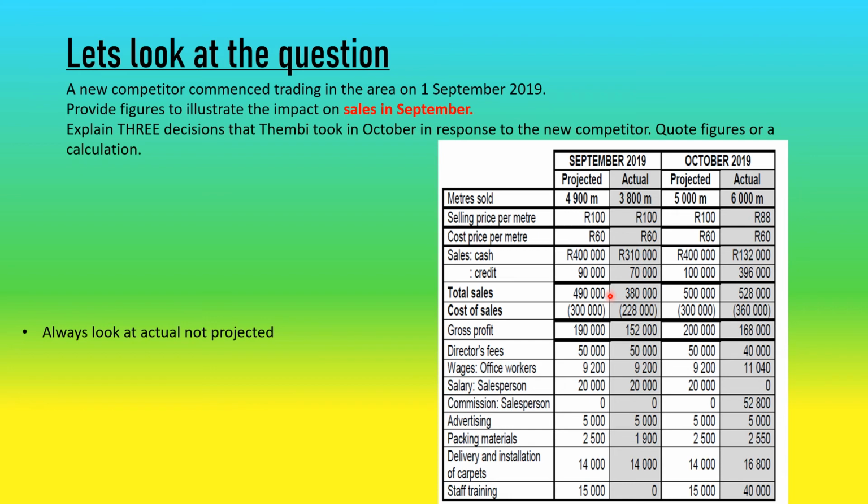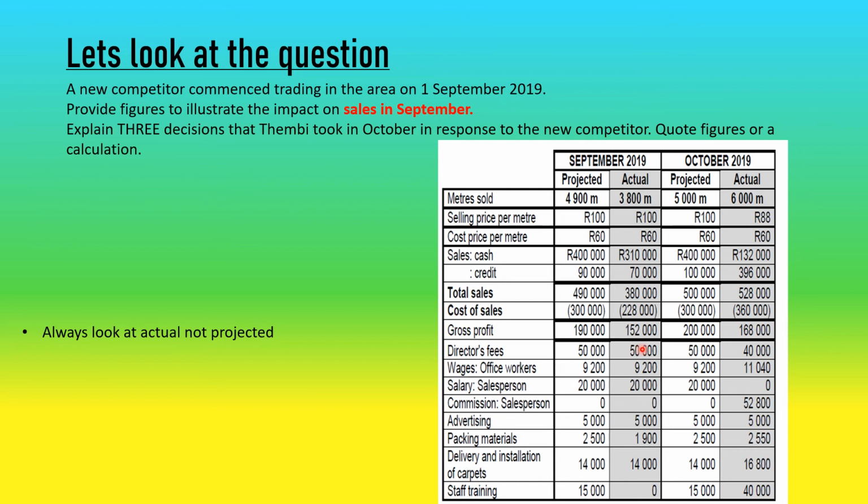So your total sales was 490,000 projected, whereas you only made 380,000. That's almost 100,000 Rand less sales than you actually projected, and that is actually quite bad for the business. A business can be off from their budget, but they cannot be significantly off from their budget. There has to be good reason for being significantly off, and that is, for example, a competitor in this case.